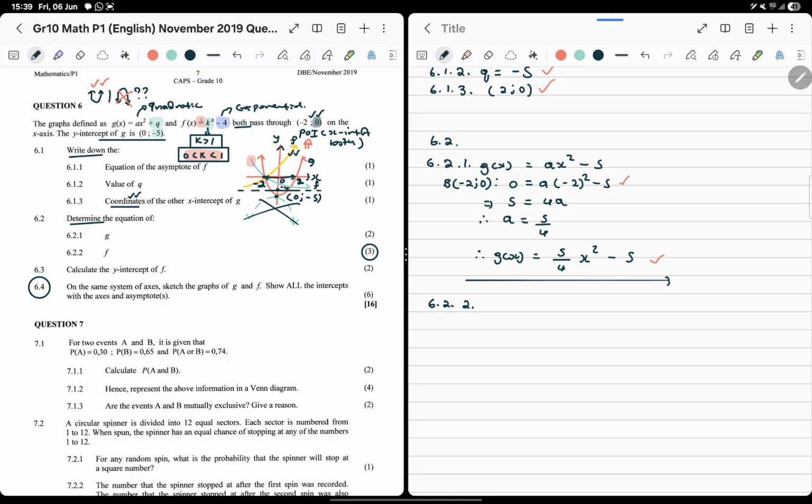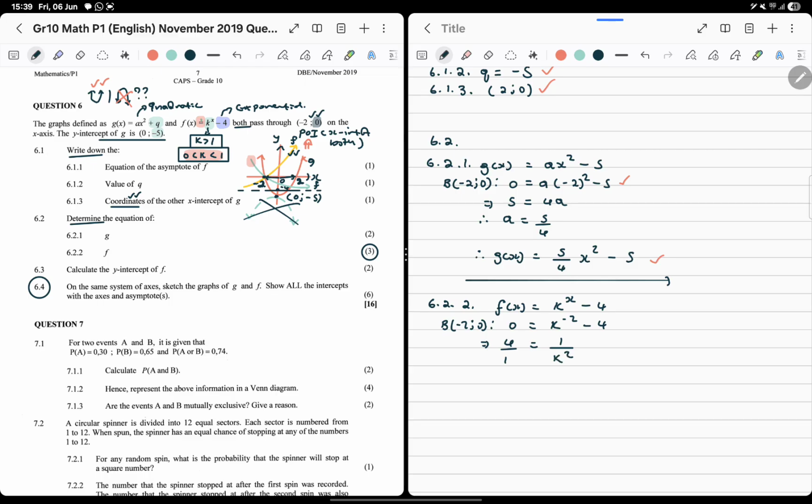6.2.2. We need the equation of f. Of course, we will deal with it. So we know that f of x is k to the exponent x minus 4. Again, b was given for the 2. So this is minus 2 and 0. 0 is equal to k to the exponent minus 2 minus 4. Well, we transpose 4 over 1 divided by 1 over k squared.